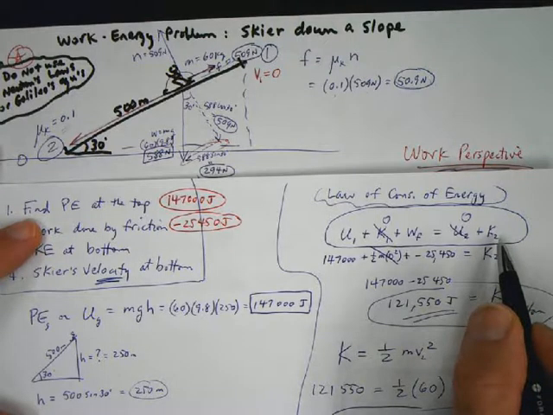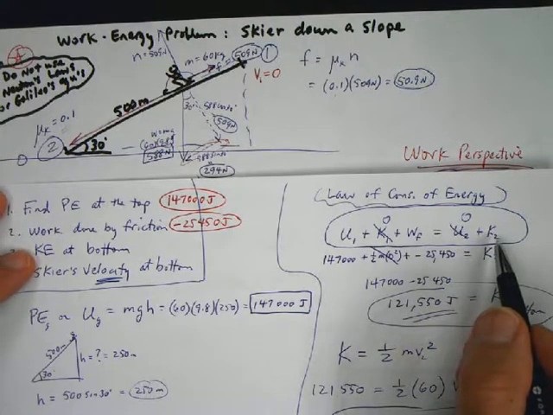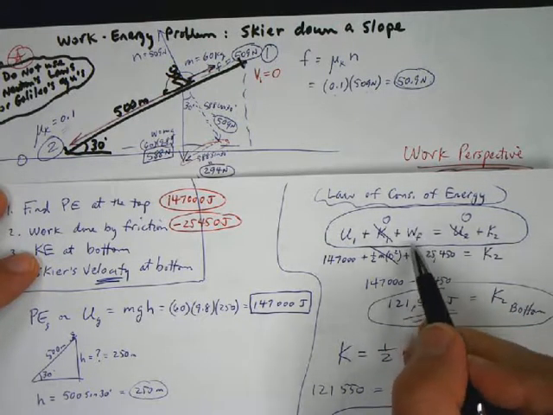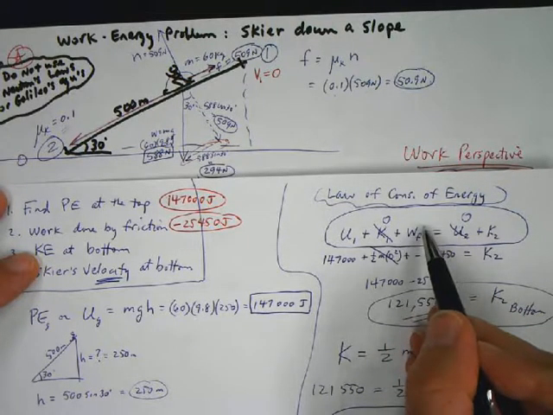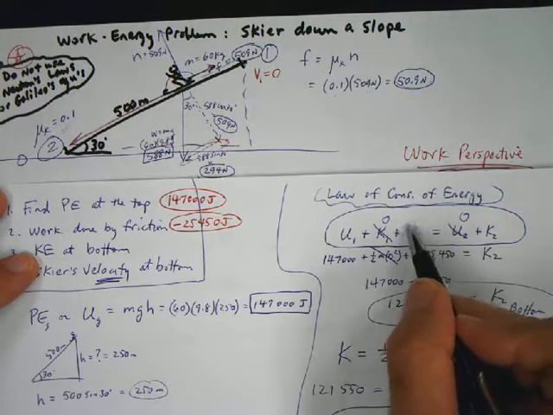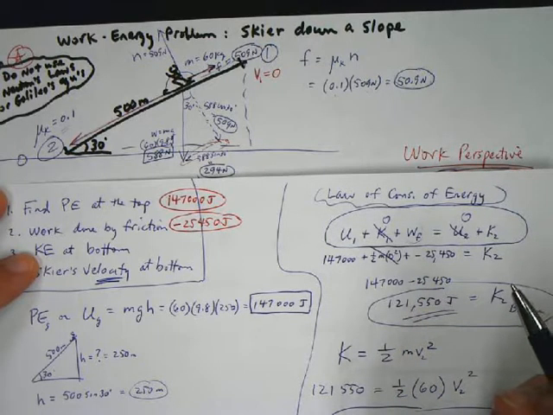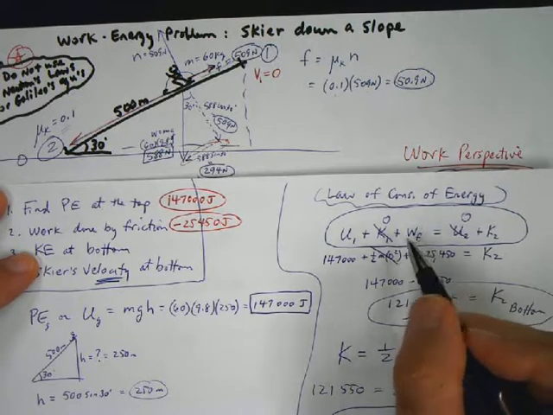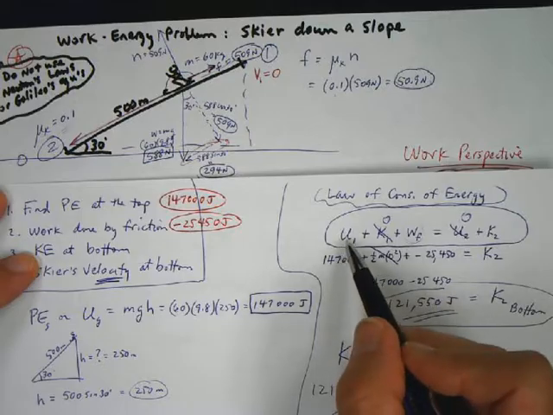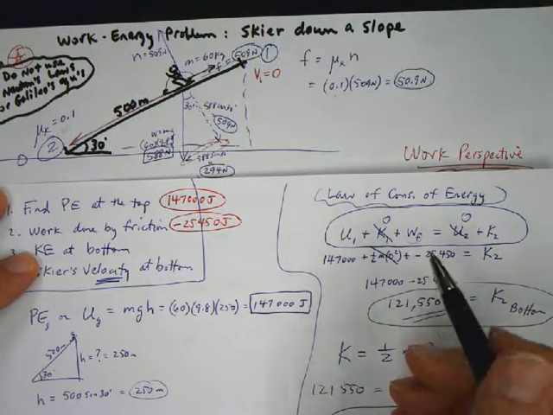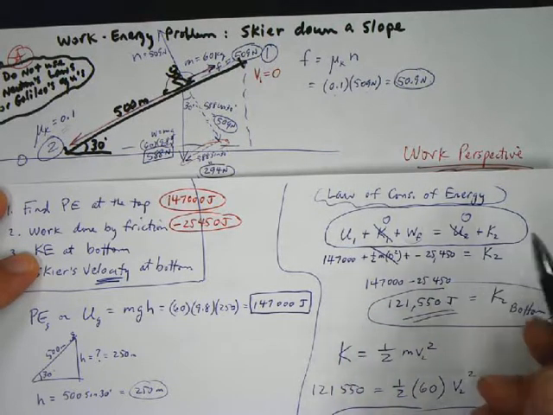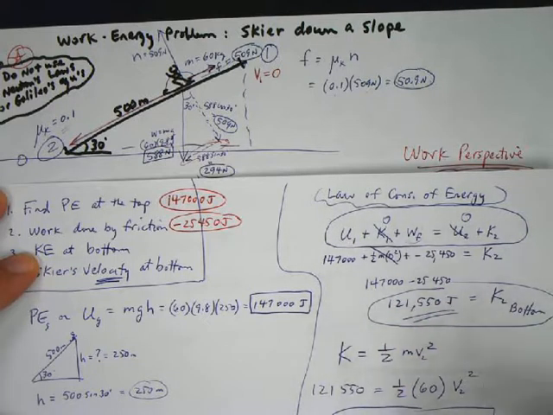This right here is a non-conservative force. Friction is a non-conservative force, so this right here depends on the path length, whereas potential energy and kinetic energy by themselves are dependent upon the gravitational force, which is a conservative force.